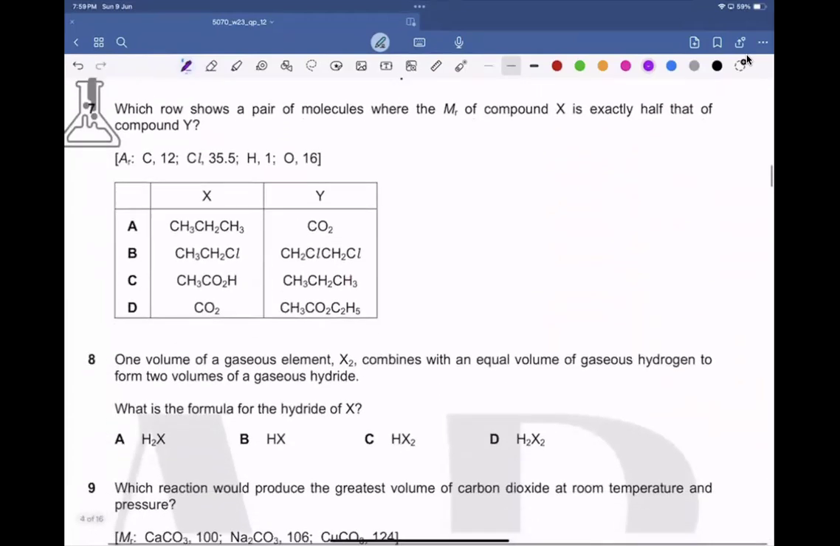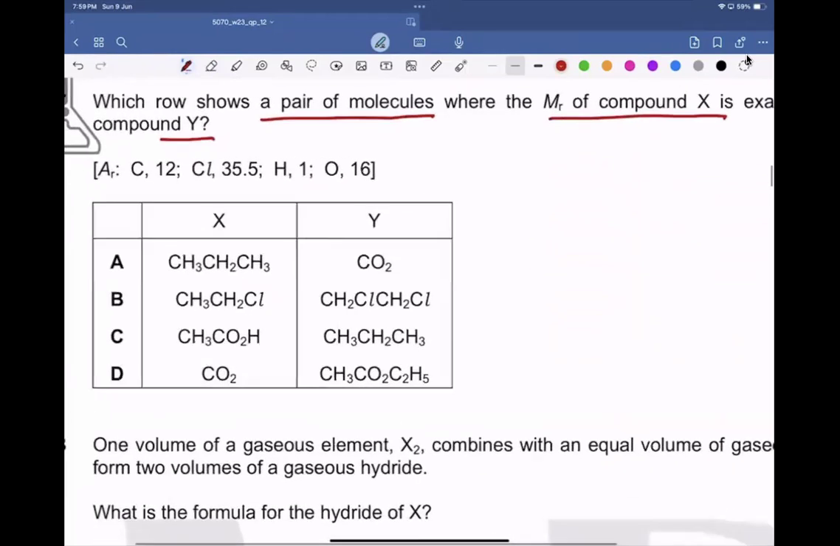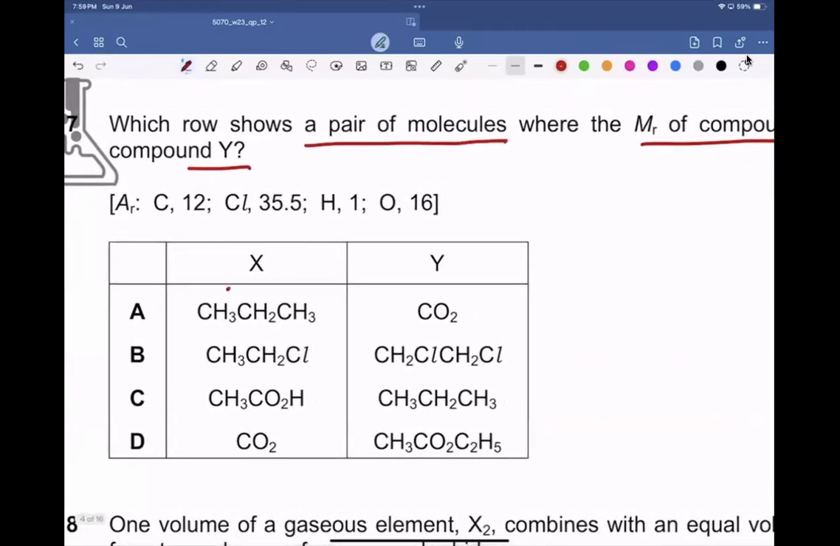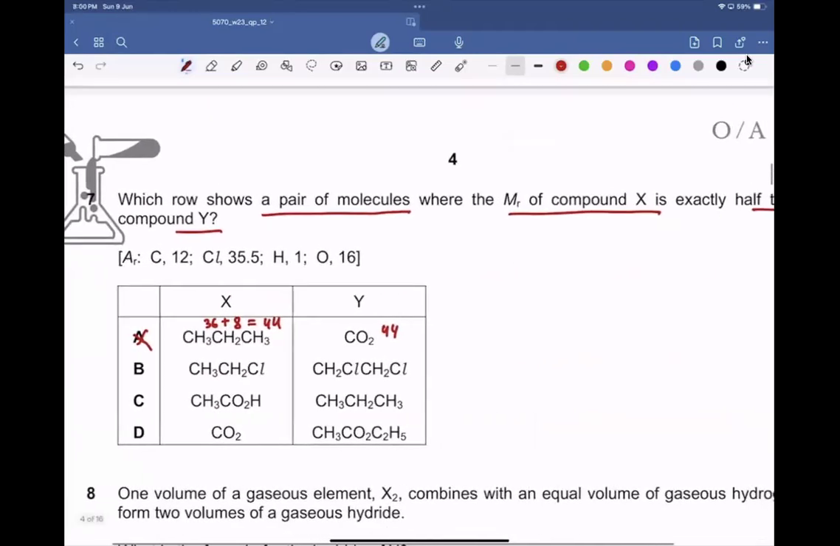Now, question number 7. Which law shows a pair of molecules where the MR of compound X is exactly half that of compound Y? Okay, so you have to calculate the MR. So over here, if you see, it's 36 for 3 carbons and 8 hydrogens. 36 plus 8 gives you 44. CO2 is also 44. So A is not the answer. What they are saying is the MR of compound X is exactly half.